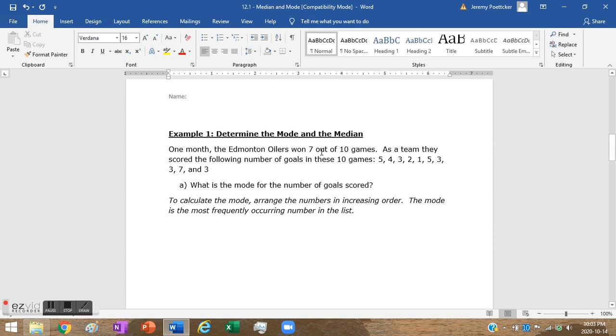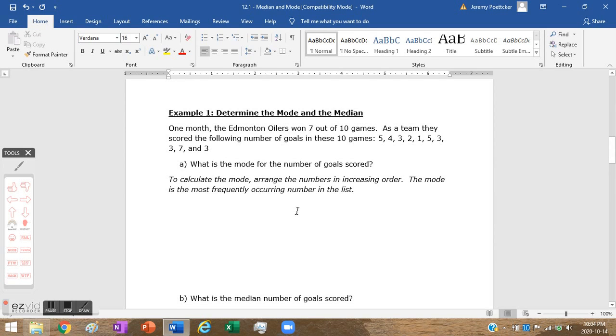In 1 month, the Edmonton Oilers won 7 out of 10 games. This must have been a good month. Sorry. There goes my prejudice against the Edmonton Oilers. That's okay. Anyways, as a team, they scored the following number of goals in these 10 games: 5, 4, 3, 2, 1, 5, 3, 3, 7, and 3. What is the mode for the number of goals scored?